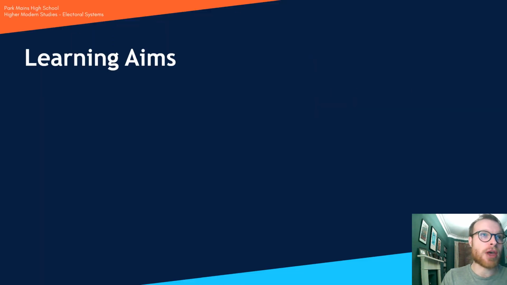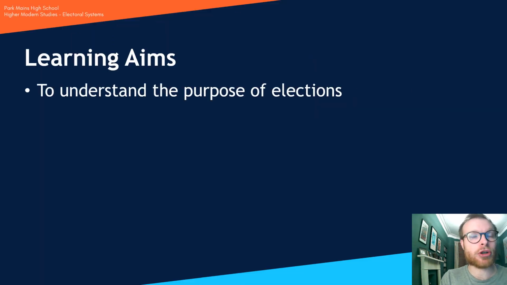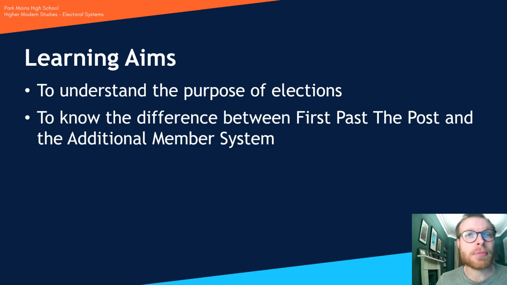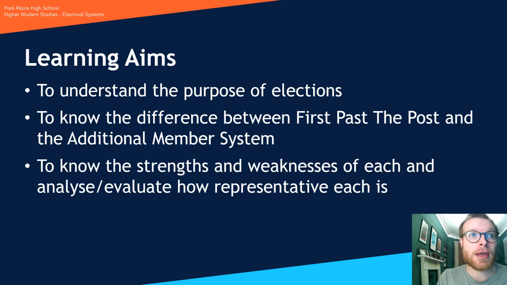So the aims for this bit of the course is we're going to understand first of all what the point of elections is in the first place. So why do we have these elections every few years? And then there's two different electoral systems that we're going to look at: first past the post and the additional member system. And if you did National 5 Modern Studies, you'll already know a little bit about the additional member system, so that won't be completely new to you.